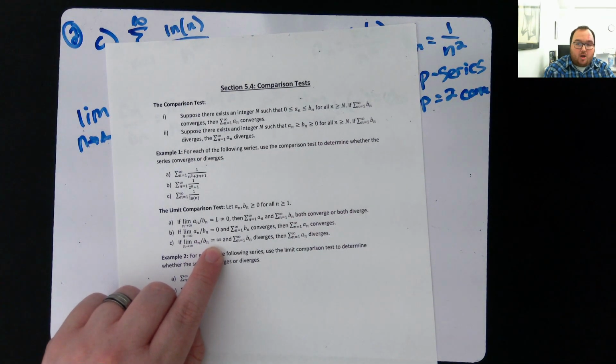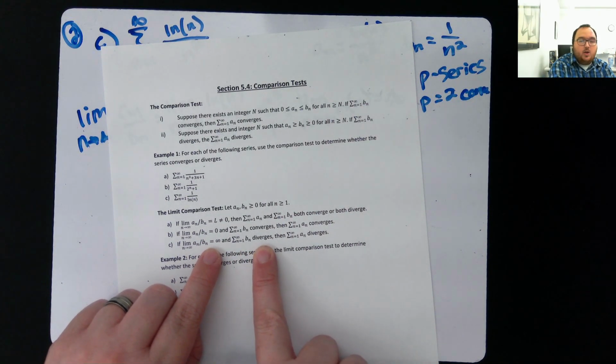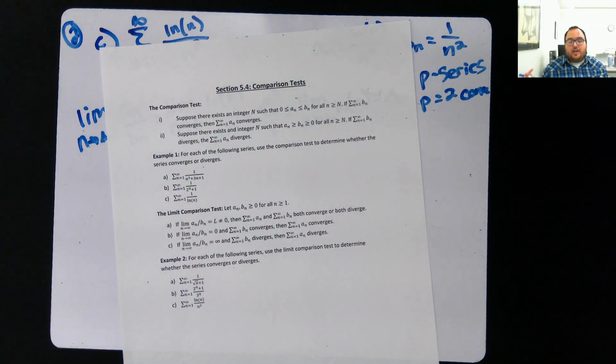But we have a problem. That only works if my bn diverges. We said this one converges. So that didn't work. It didn't help us. I've got to try something else for my bn because this one didn't help me.